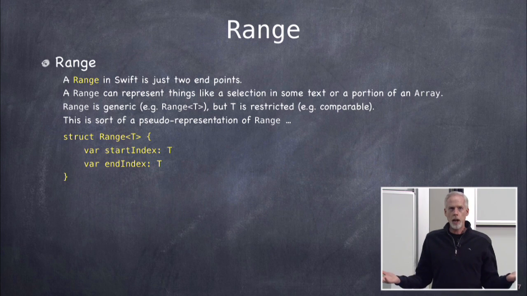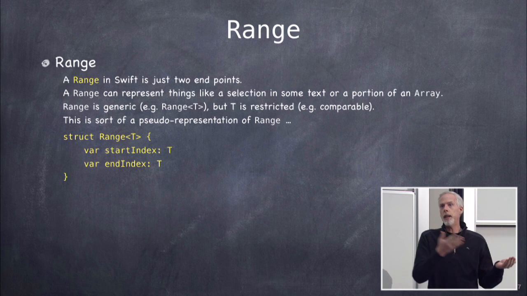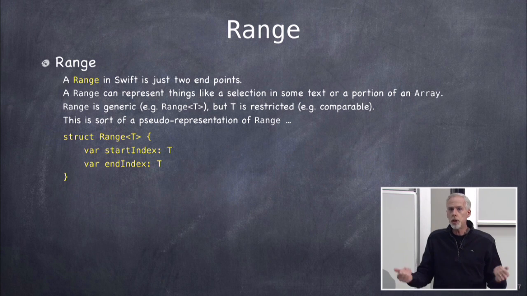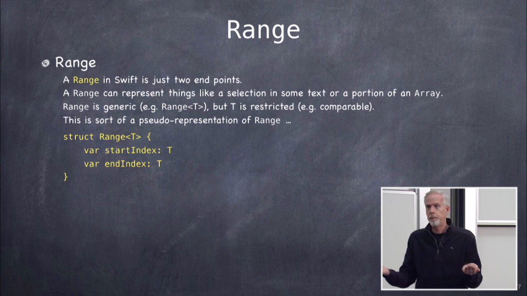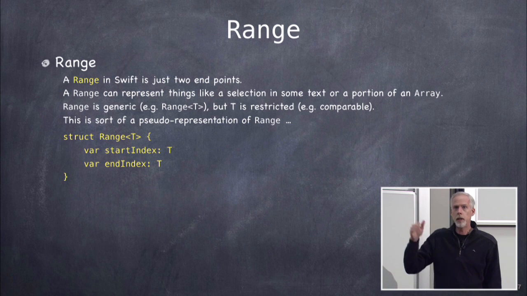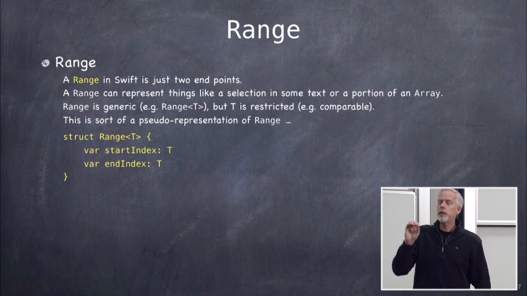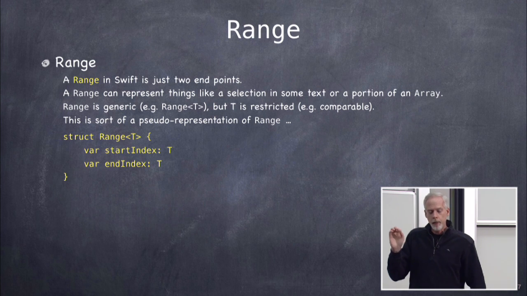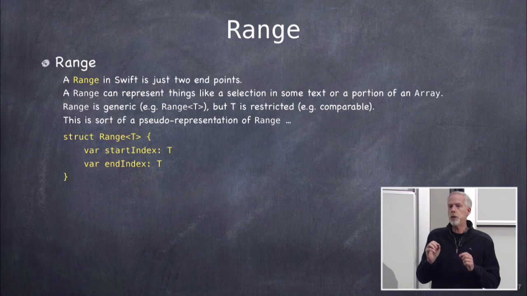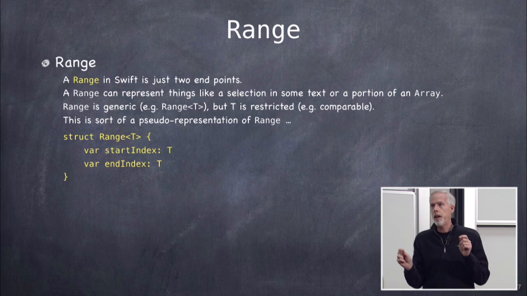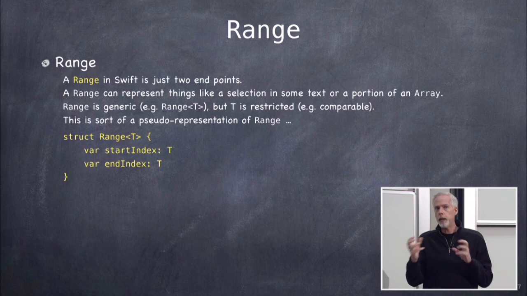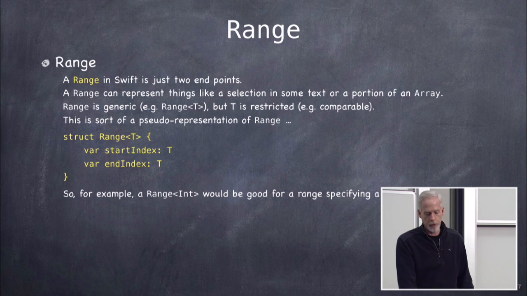It's a generic type like array, because of course you could have a range of ints. You could have a range of floats. You could even have a range of strings. So that T right there could be float, int, string. T is restricted a little bit, and I haven't really talked about how you restrict a generic type, but T is restricted. It has to be what's called comparable. That's because range needs to make sure that the start index is less than the end index. That's part of what a range is defined to be. So that T has to be something that can be compared to see if the start index is less than the end index. Minor thing there.